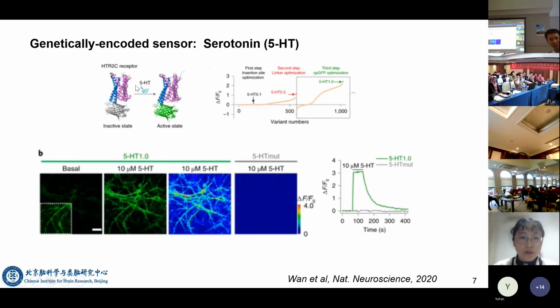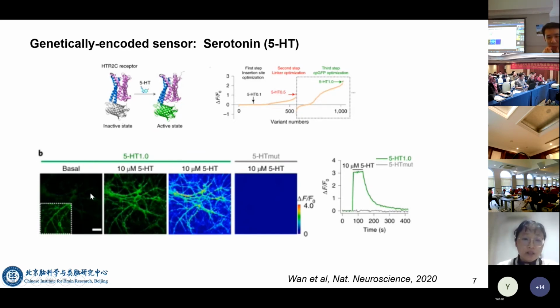sensor, where when it meets serotonin, the inactive state changes to the active state, and they optimized it. First, they optimized the insertion site, then second, the linker optimization, and then third, the cpGFP optimization, and the number of variants was nearly over 1,000.